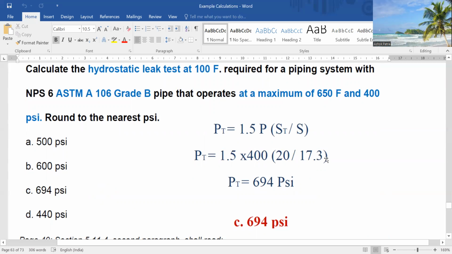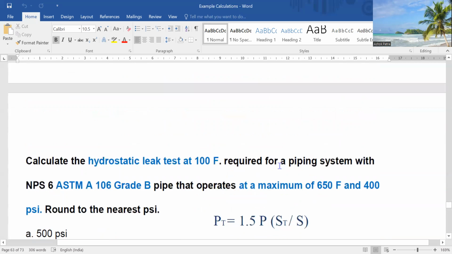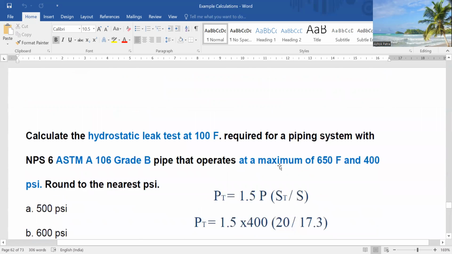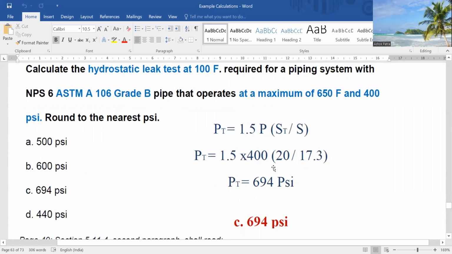So, 20 by 17.3, because all 1000 will go out. Don't do that into 400. E is 400. PSI, operation pressure 1.5, that is 694 PSI.